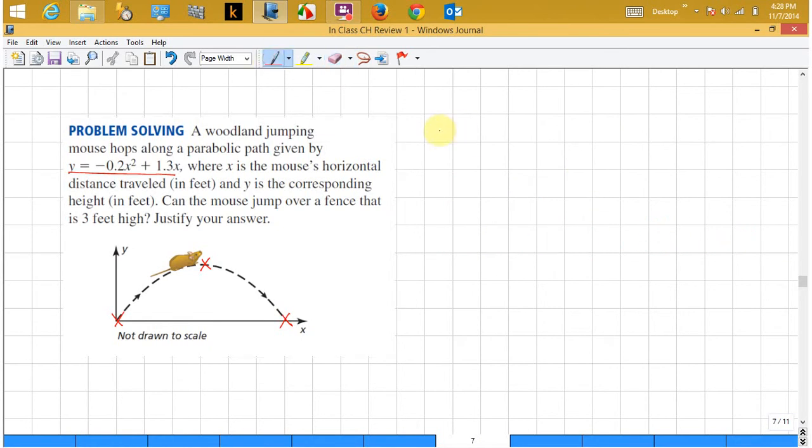So the equation that I have is y is equal to a negative 0.2x squared plus 1.3x. And this is standard form. So I need to find the value of the vertex in standard form. So to do that, the x-coordinate of the vertex is negative b all over 2a. So let's substitute in b. That would be a negative 1.3, because that's the b value, over 2 times a, which would be a negative 0.2 times 2.